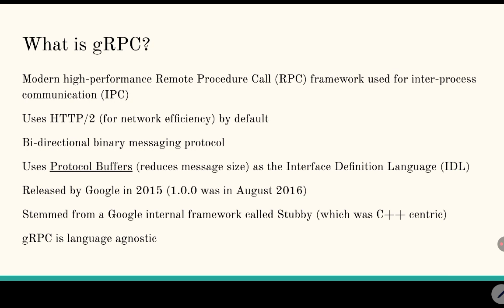gRPC is a modern high performance remote procedure call, or RPC, framework used for interprocess communication. Interprocess communication means you have one process running in a machine, and another process running in the same machine or in a remote machine. If you have a requirement to exchange some data between these two processes, the mechanism you use to exchange that data is called IPC, interprocess communication. There are various ways to do that.